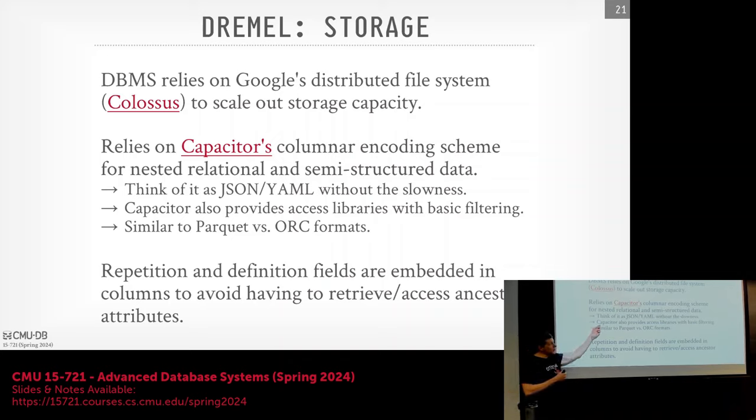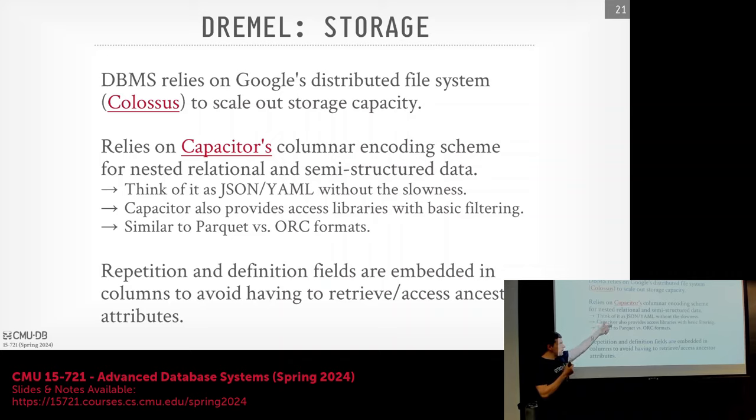One thing that Capacitor does that ORC and Parquet do not do is that you can do predicate pushdown and partial query evaluation or expression evaluation within the access library itself directly on the data. So in S3, again, you can do some pushdown of some where clauses on select statements on Parquet and CSV files or JSON files as well. But it's pretty limited.